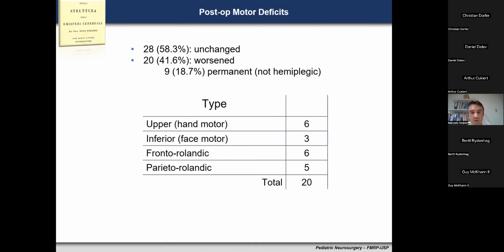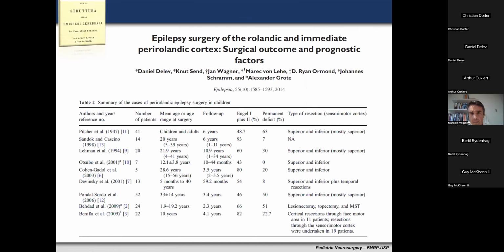And our biggest fear, of course, which is the persistence of permanent motor deficits, certainly is not entirely justified. As you can see here, only 18% had permanent motor deficits. None of them was actually hemiplegic, so some of them had deficits that were functional. 40% did worsen, but half of them actually recovered, and almost 60% had their motor status changed. So I think our fear is not entirely justified. I think we can go the extra mile. Even if the patients do have some deficits, I think they recovered quite well.